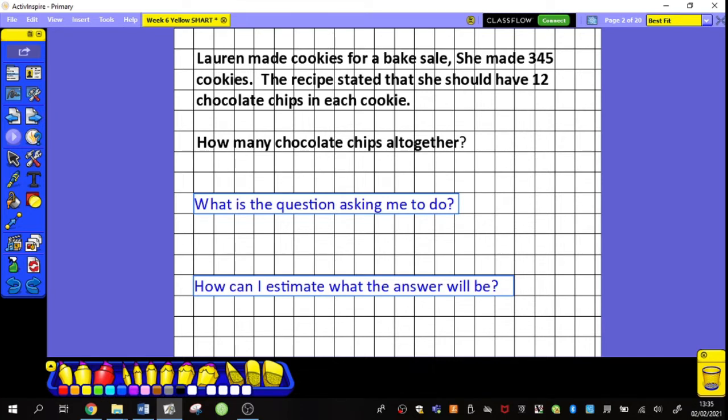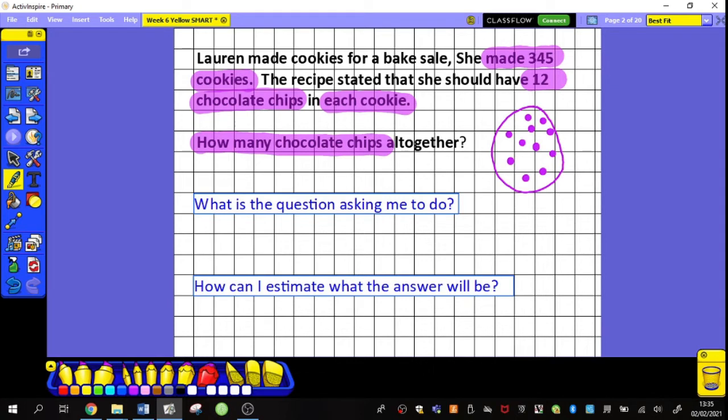So first thing I'm going to do is highlight my key information. I'm not fussed by her name or what she's making necessarily, but I do need to know she's made 345. And I do need to know that the recipe says there should be 12 chocolate chips in each one. I want to know how many chocolate chips there are. So let's draw a cookie. And I like nice big chocolate chips. So 1, 2, 3, 4, 5, 6, 7, 8, 9, 10, 11, 12. There's my 12 chocolate chips in my cookie.